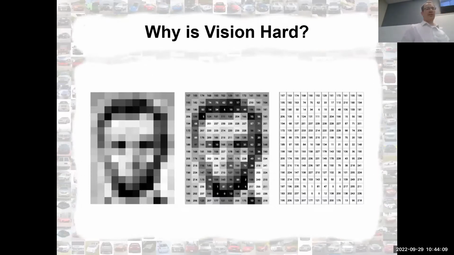You can probably look at the photo on the left and guess who it is. Anybody? Okay, Abe Lincoln, right? And there's really not a whole lot of detail in that picture. Our phones take better pictures than that these days, but you can see to the computer on the right, this is just a bunch of numbers. So it makes it very challenging for the computer to understand this.